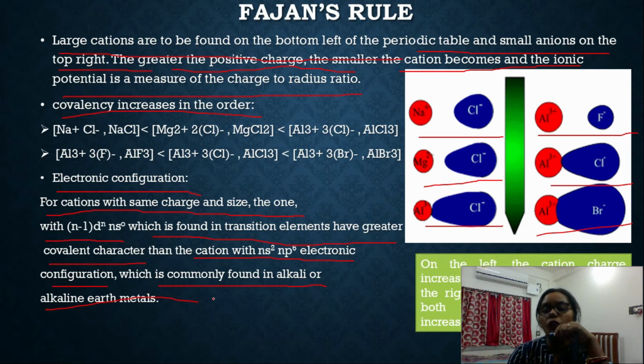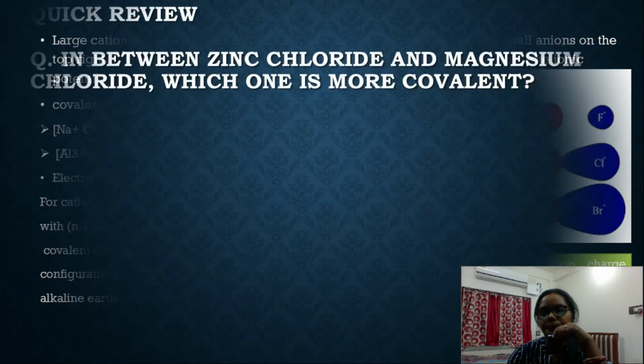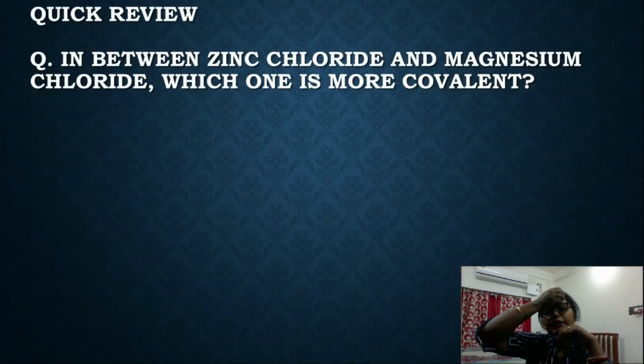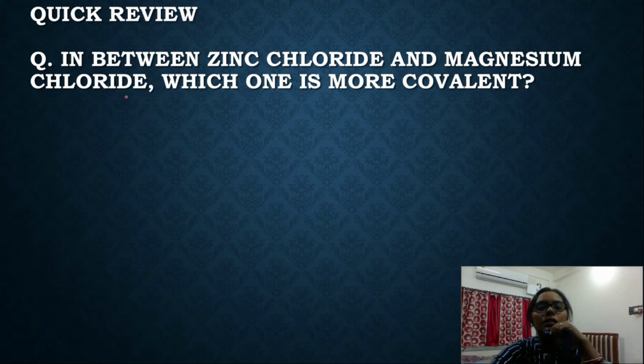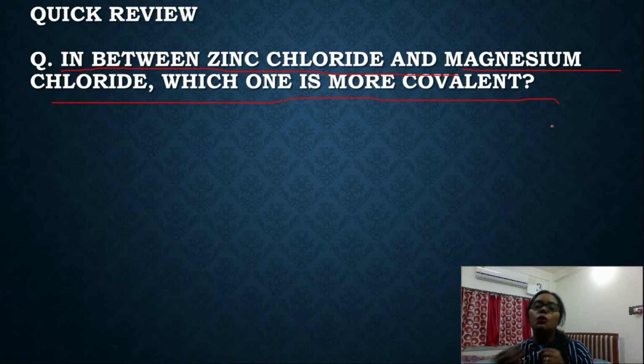So that is all about Fajans' rule. If we know Fajans' rule well, then for any bond we can know what the ionic character and the covalent character should be. Okay, so this is for a quick review. I have given one question: between zinc chloride and magnesium chloride, which one is more covalent? Okay, your time starts now.